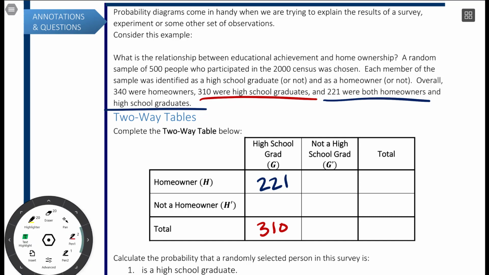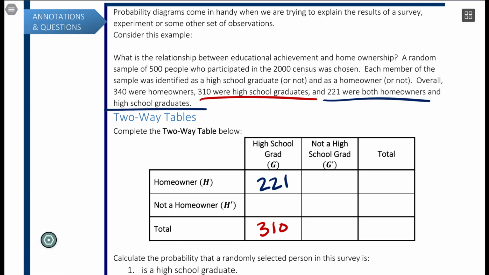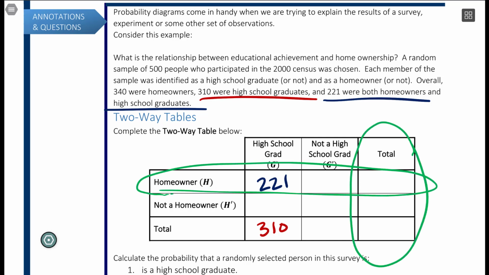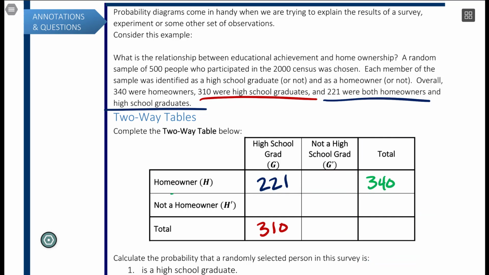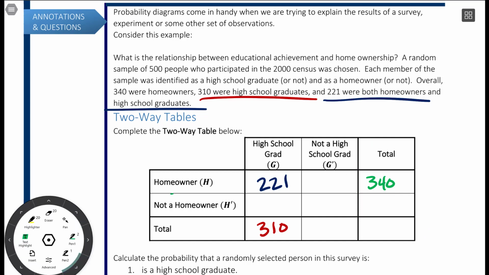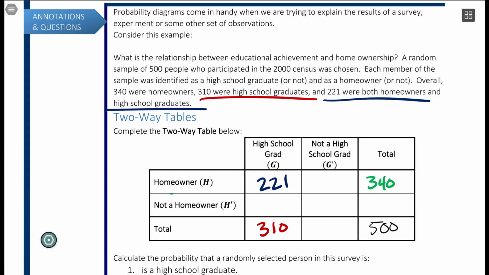Next thing we want to look at is the 340 that were homeowners, and that's going to be the intersection between our total and our number of homeowners, and that's 340. The last number that we were given here is our actual grand total. How many people in total were in this survey? That's going to be the total cell, the very bottom right one, and that's 500. You think, well, wait, what about everything else? This can all actually be discovered by simple addition or subtraction, right? So let's go ahead and figure that out.